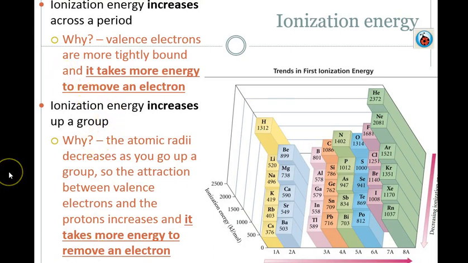Ionization energy increases up a group, so basically it decreases down a group. So think about it, we go down a group. What happens to the atom? It gets bigger going down a group, so then it's easier to steal its electrons.